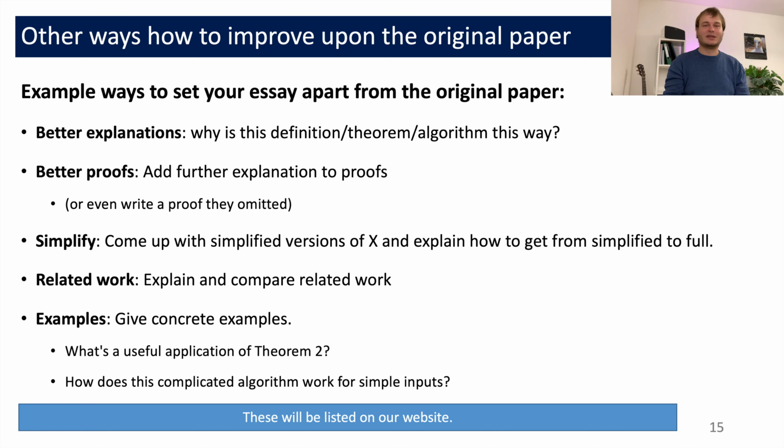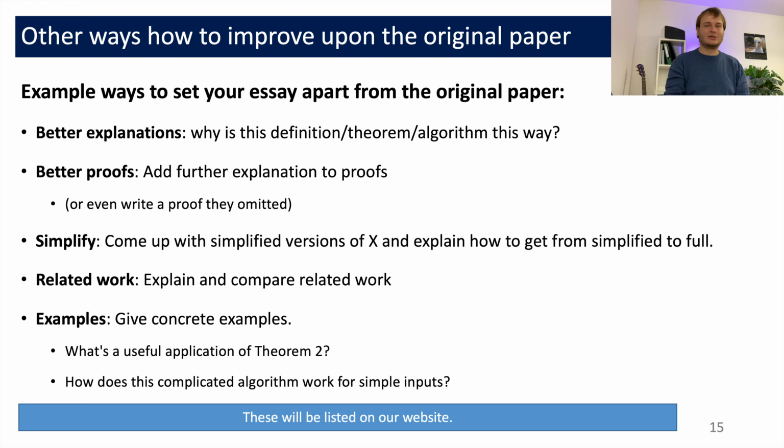Then another way to set your essay apart from the original paper is just adding related work. So you can look for other papers that are doing similar things, and then explain and compare to the paper that you're looking at. And then lastly, a simple way of improving is to give concrete examples. So let's say they have a theorem 2 in there. What is the actually useful application for this? In the paper, they often just write, this is theorem 2, this is the statement, and that's it. And then they use it somewhere in the proof.